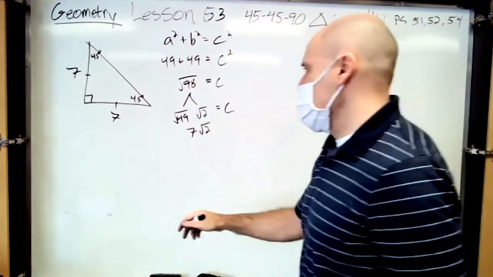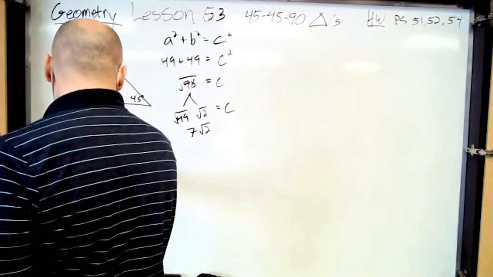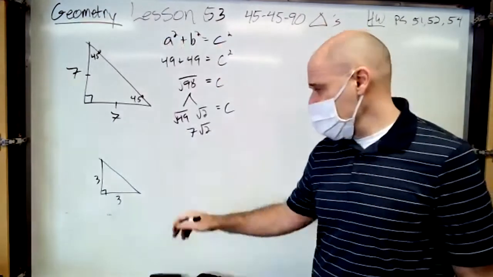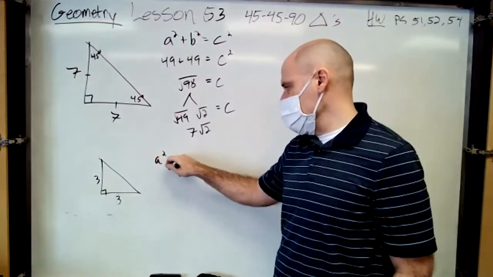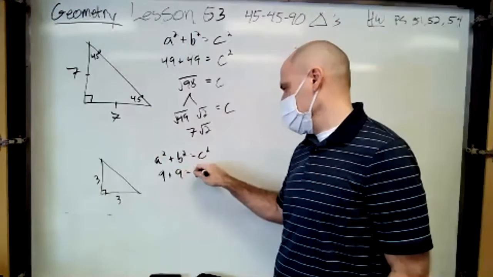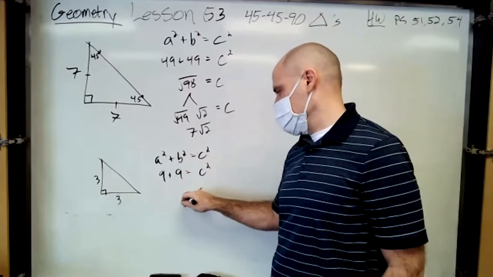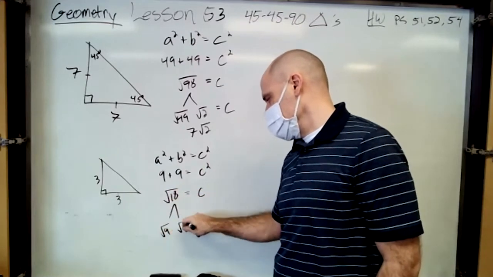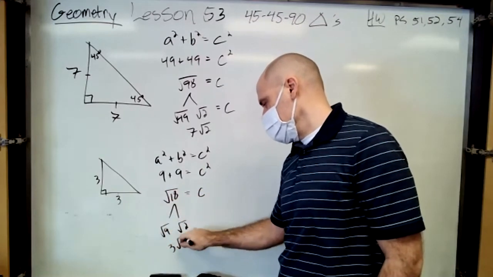Let's try another one. Another 45, 45. Let's say this is a 3. So what are you going to get here? A squared plus B squared equals C squared. So 9 plus 9 equals 18. Let me guess, it's going to be 3 radical 2. Yep, you can take a 9 out and a 2 out, so 3 radical 2.